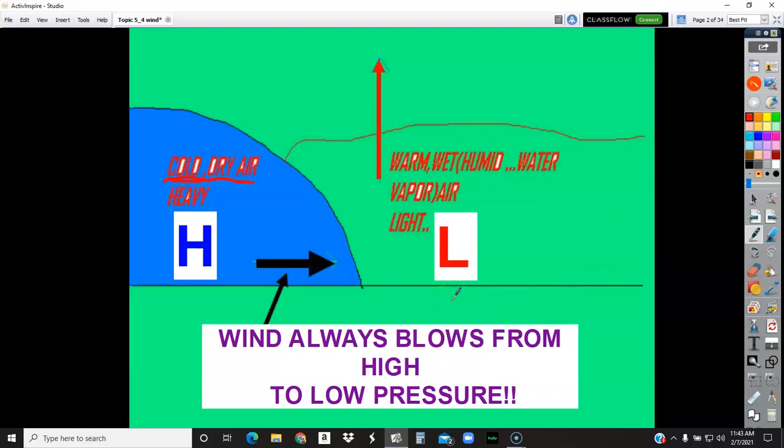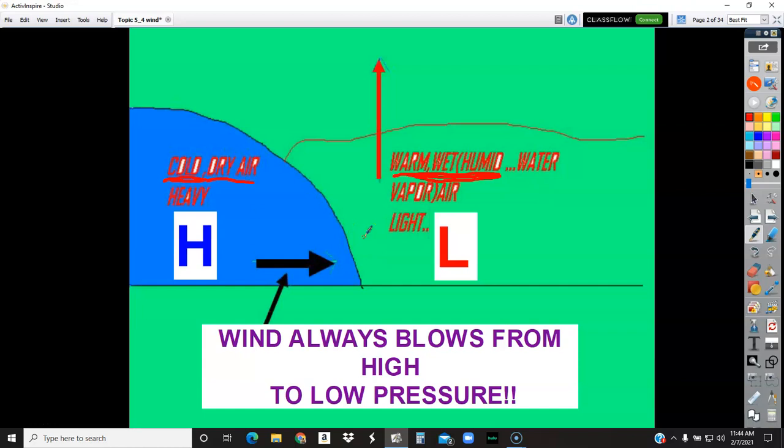Low pressure is the complete opposite. Instead of cold and dry, low pressure is warm and wet. So it's moist, humid air. Less dense. Remember, low pressure air is less dense. And so when you have two different systems, a high pressure system and a low pressure system, that creates, and again, we touched on this last week, what's called a pressure gradient.